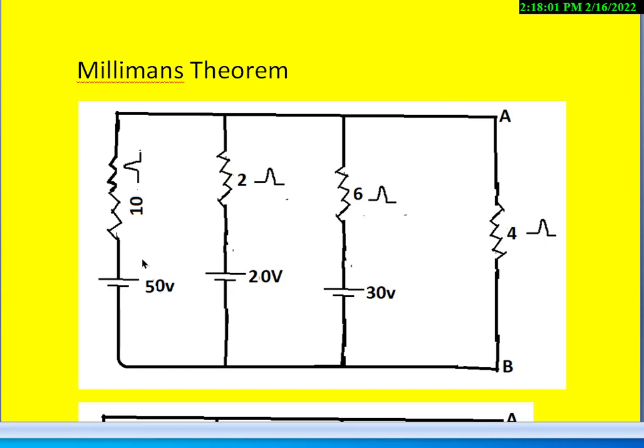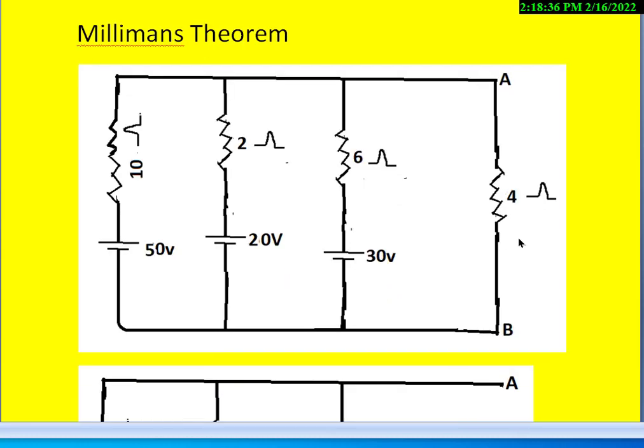This is one voltage source, that is 50 volts in series with 10 ohms, and 20 volts is in series with the 2 ohms, and 30 volts is in series with 6 ohms. This 10 ohms, 2 ohms, 6 ohms, they are nothing but the internal resistance of these voltage sources. And these voltage sources are connected in parallel. All resistors connected together like this. Here all voltage sources are connected together like this. And this is the AB terminal, and the load connected is 4 ohms.